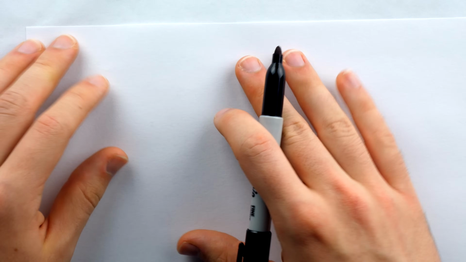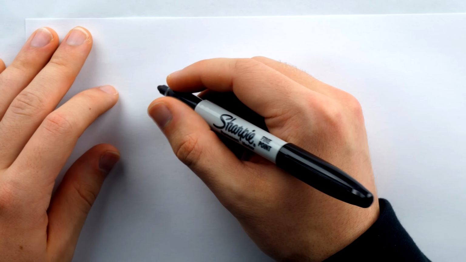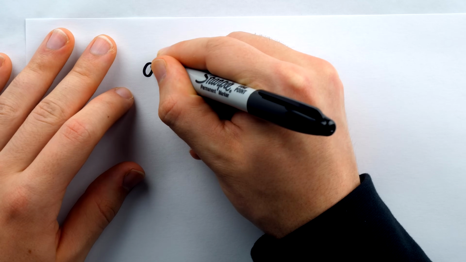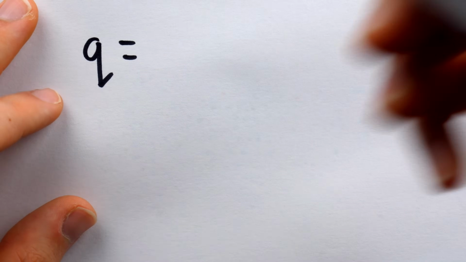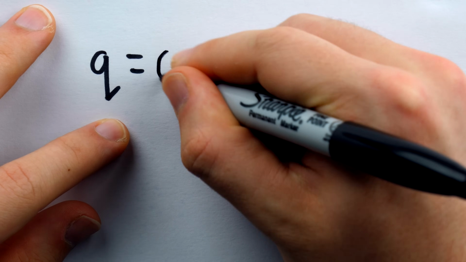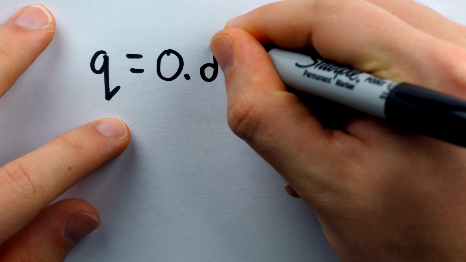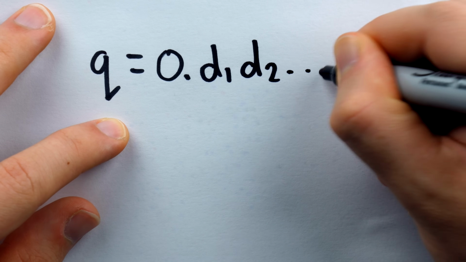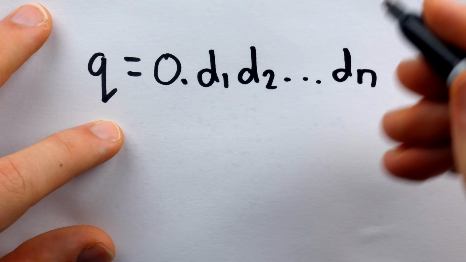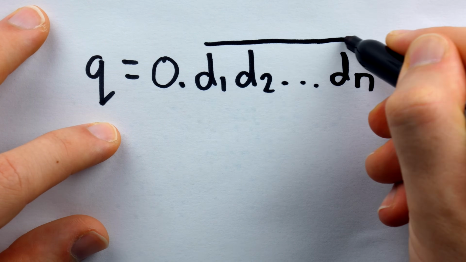In order to show this, let's suppose that we have an irrational number, we'll call it q, and let's assume that it does have a repeating decimal expansion. So then I'll say the decimal expansion of this irrational number must look something like this: d1, d2, all the way up through dn, and these decimal digits repeat.